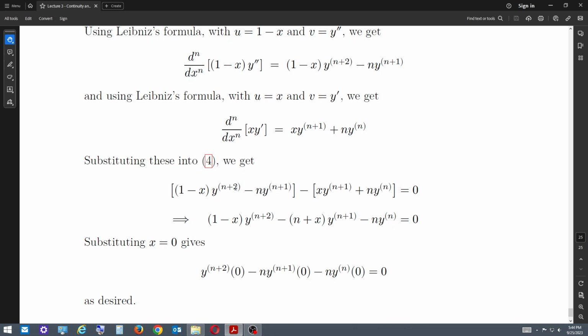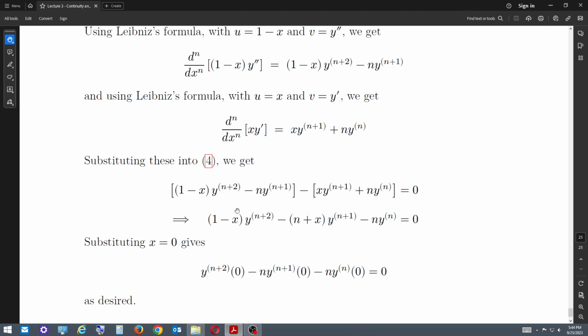Now, when you're simplifying it, I find it's useful to look at the derivatives. So there's only one n plus 2 derivative, so that stays by itself. This 1 minus x times this thing stays by itself. There's only one nth derivative, so minus this stays by itself. But there are two n plus 1 derivatives. So this one you can combine with this one, factor out the minus sign, factor out this n plus 1 derivative, and you get n plus x. So this is how we get this here.